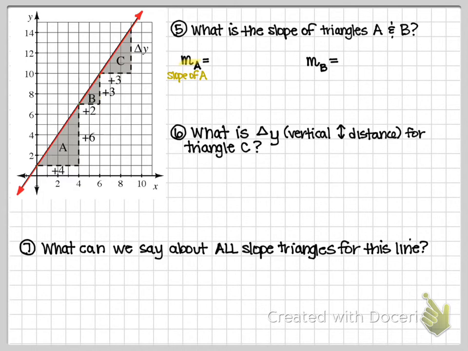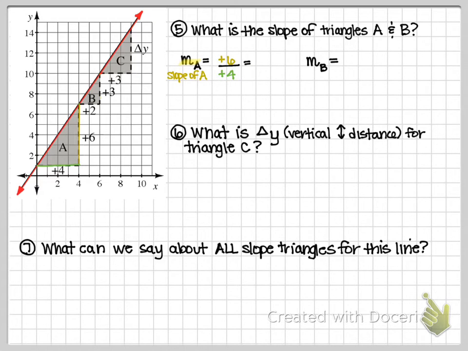Triangle A has a change in y of +6. Remember, it's the up-down part that gets done first, so +6 is going to go on top. Now we have to figure out the run part of it. Well, that looks like a +4, so we're going to put a +4 underneath.